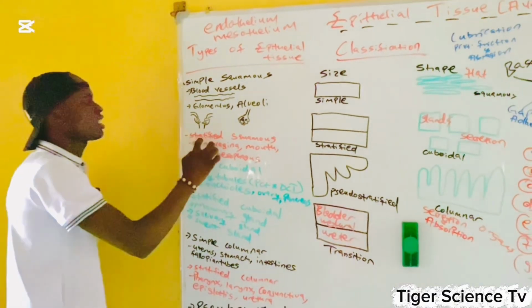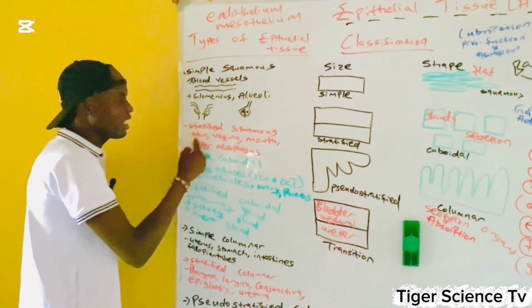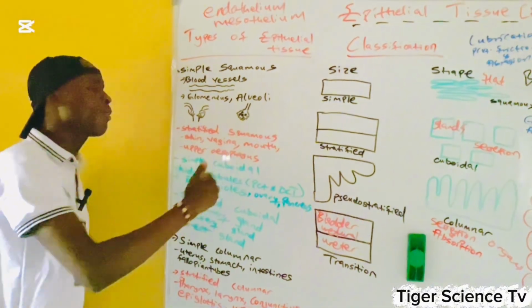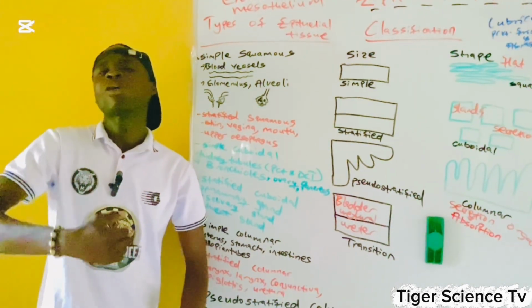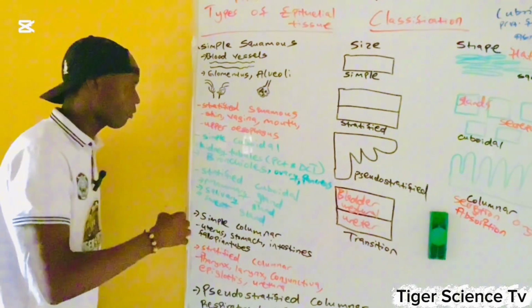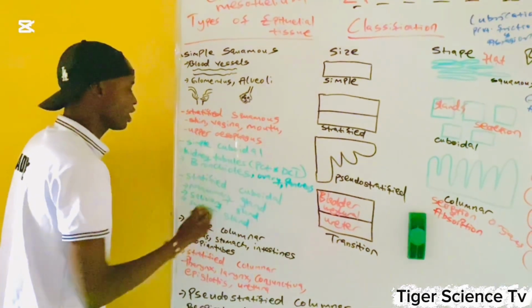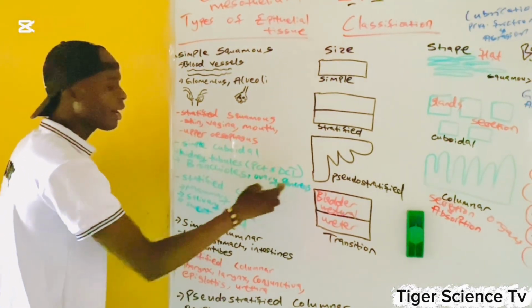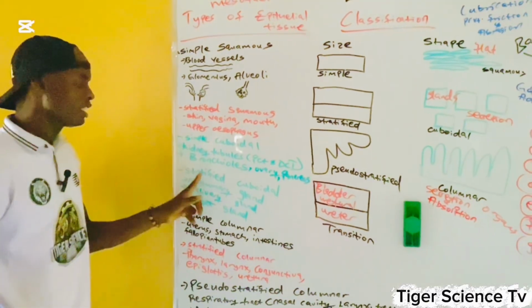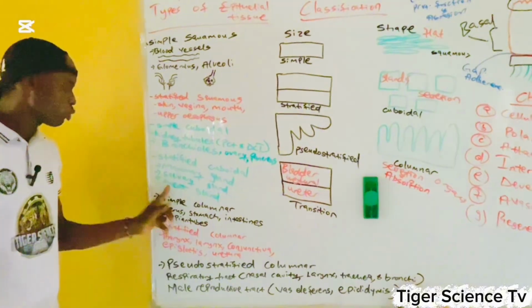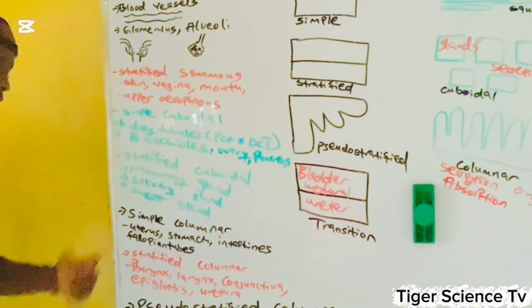Okay, so let's see. Stratified squamous epithelium, we find them in the skin, in the vagina, in the mouth, in the upper esophagus. Stratified squamous epithelium is seen in the areas of the body that undergo more mechanical impact. Alright, so now simple cuboidal is found in the kidney tubules, in the proximal convoluted tubule and distal convoluted tubule, in bronchioles, ovary, pancreas, in the liver, so you can also see them there. Stratified cuboidal epithelium is found in the mammary gland, the salivary gland, and the sweat gland. That is where you find stratified cuboidal epithelium.